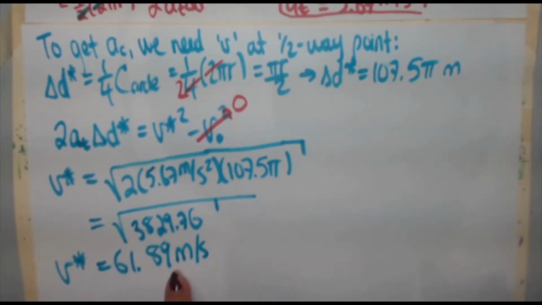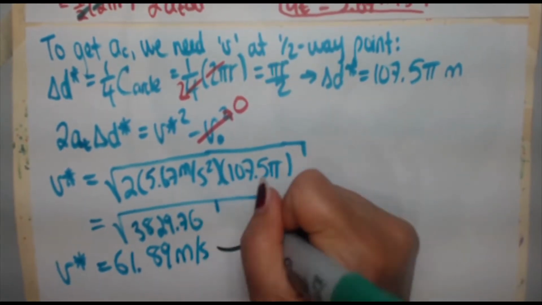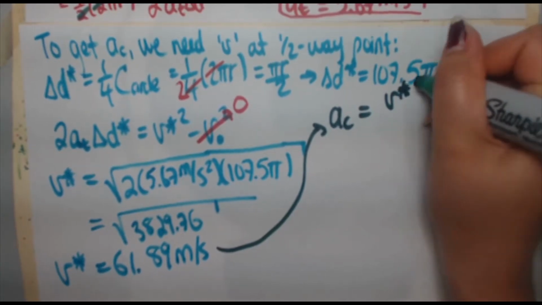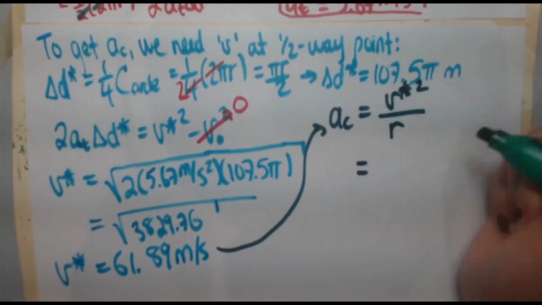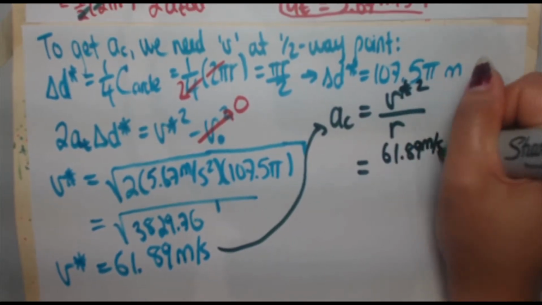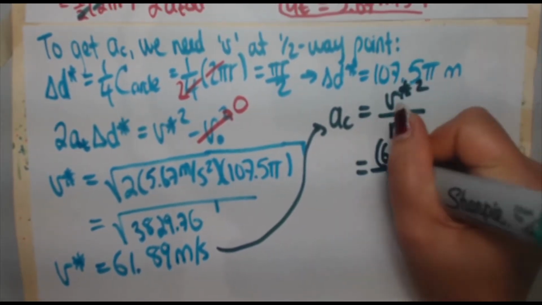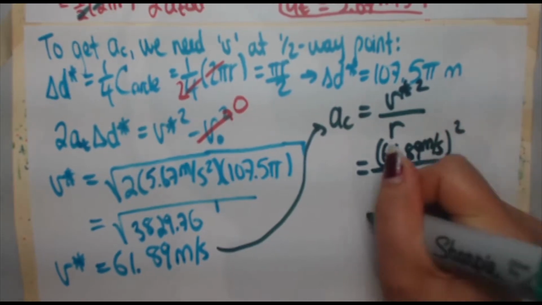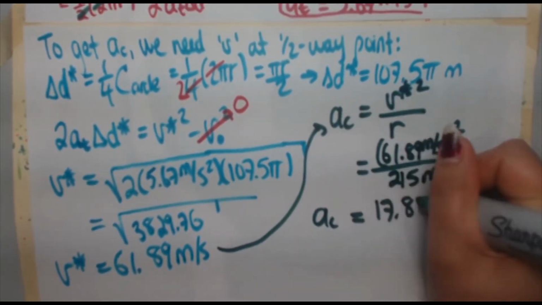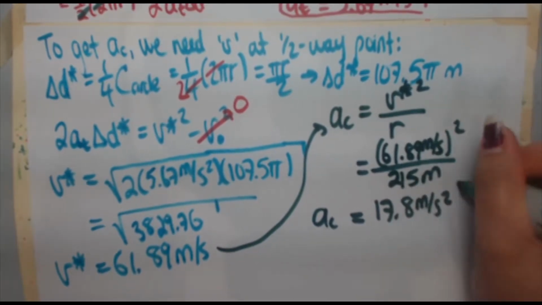Okay, now that's the speed halfway through the circle. And that's the speed we're going to use in our centripetal acceleration calculation. Okay, so here we go. Centripetal acceleration halfway through the circle is v star squared over r. So v star is 61.89 meters per second, squared, divided by the radius, same radius, 215 meters. Plug that in and you're going to get centripetal acceleration is 17.8 meters per second squared.